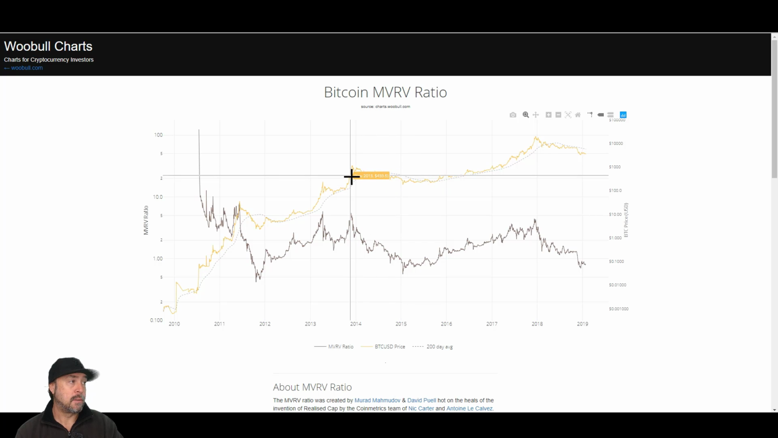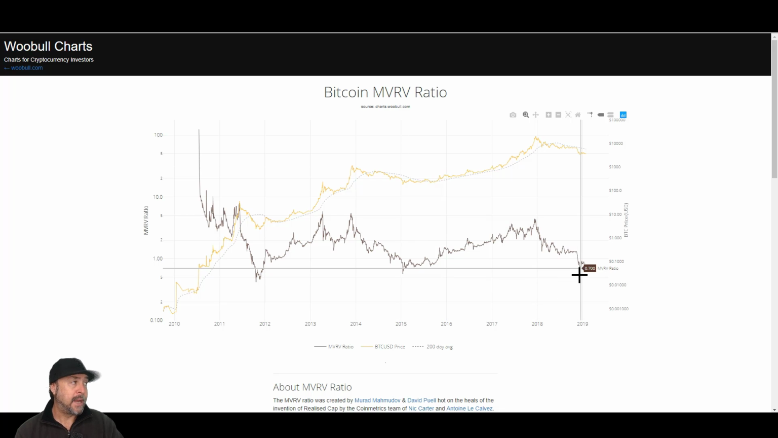Ended the long bear market from the first blow off top that we had, where we cracked over $1,000, largely on the China FOMO hype that happened there. All right, and that bottomed out. So that gave us a reading of 0.56.